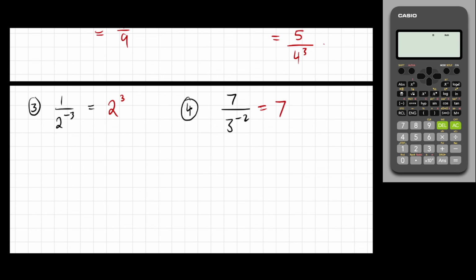So the 7 would stay on the top, times, because there would be a times in between there, 3, and then the negative would become a positive, 3 to the power of 2, okay, and then that's just equal to, well, whatever that is. So 7 times 9, which is 63, if you wanted to actually work that out. But I think we're just leaving it like this for today. And we want to see it in this form.